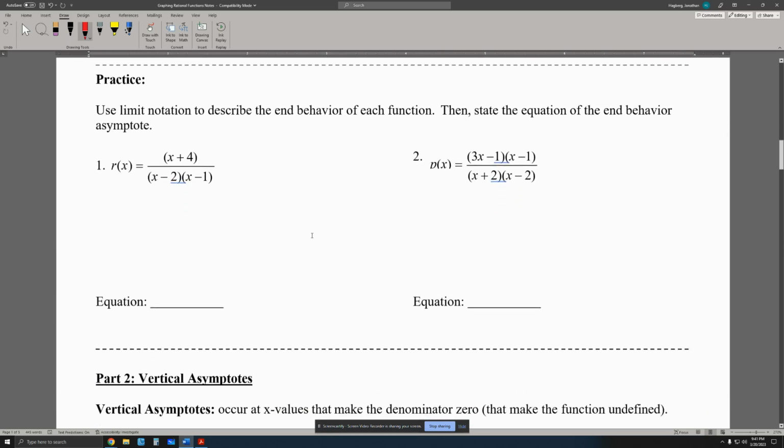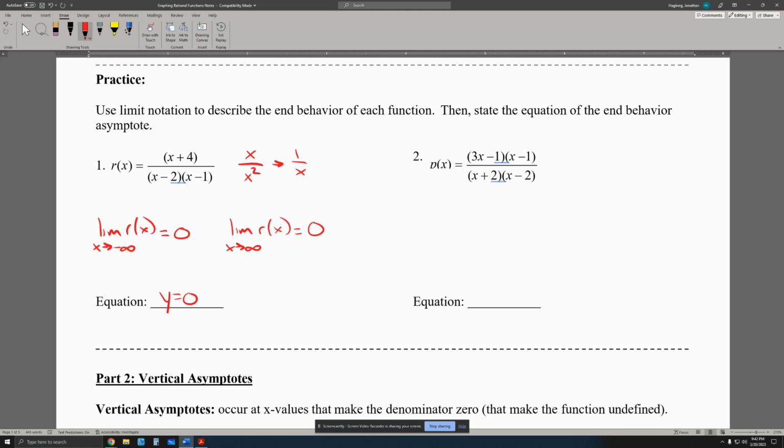Flip the page. For number 1, we're going to first use limit notation to describe the end behavior, and then we're going to write the end behavior asymptote. So here, the dominant terms are x over x squared, which reduces to 1 over x. So we have the limit of r of x as x approaches negative infinity is equal to 0. The limit of r of x as x approaches positive infinity is equal to 0 as well. So the equation for the end behavior asymptote is y equals 0.